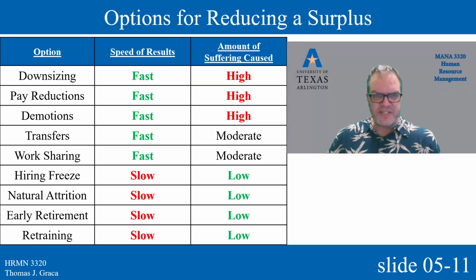Another option for reducing a surplus is to not reduce the labor supply at all, but instead to reduce pay. How fast can you do that? Very fast. That same employment at will doctrine tells us if we can let somebody go at any time for a good reason or for no reason at all, we can cut their pay at any time for a good reason or no reason at all. And we can do it fast. We can announce it today to become effective tomorrow. So very fast. How much suffering does it cause?